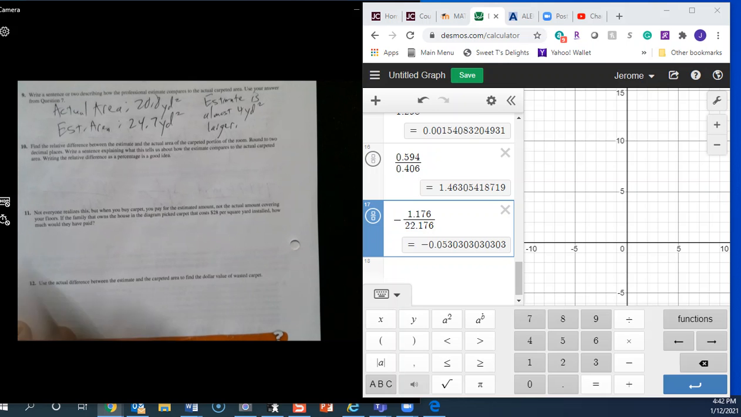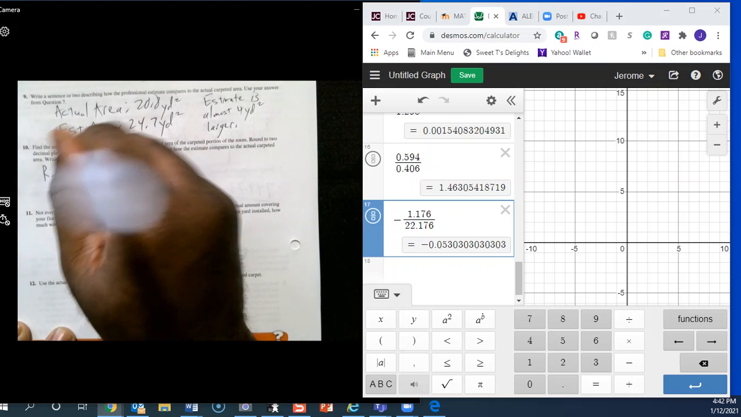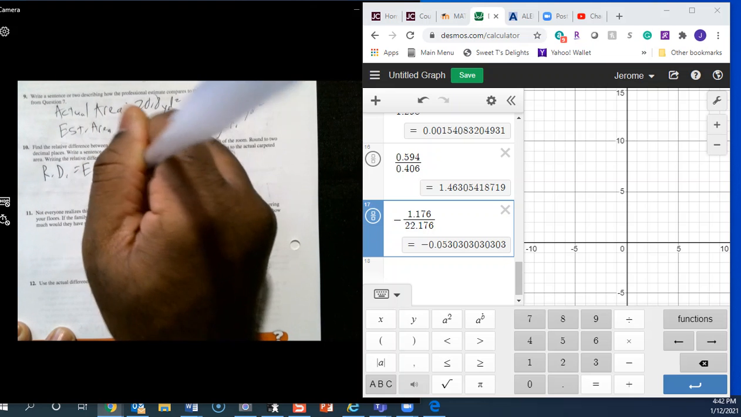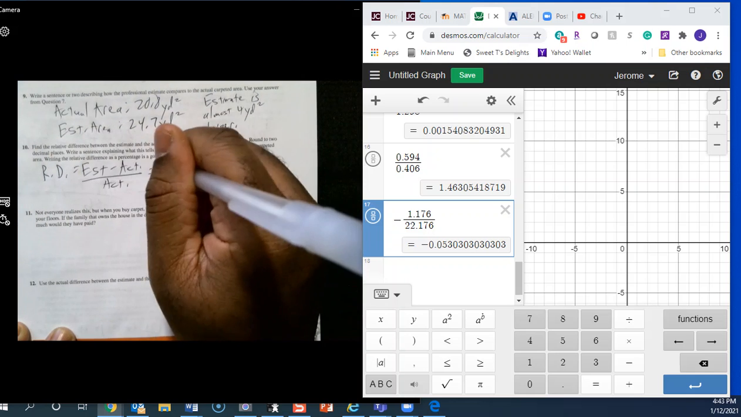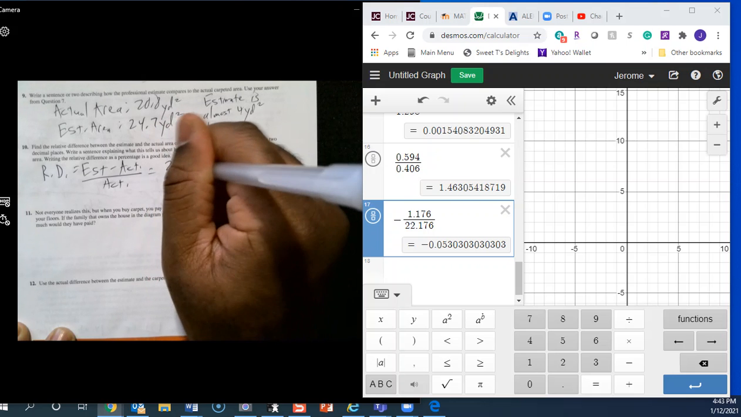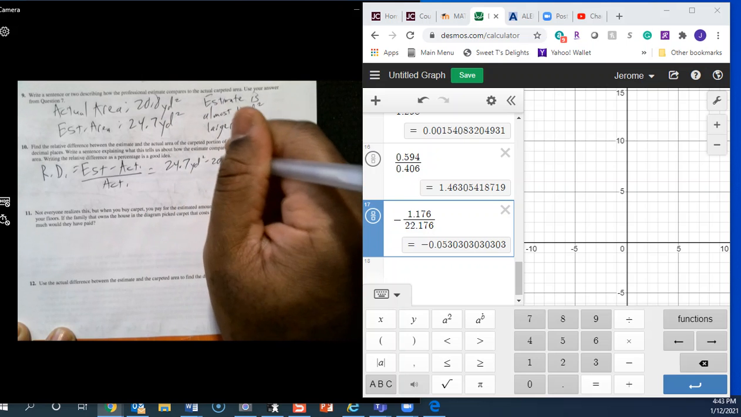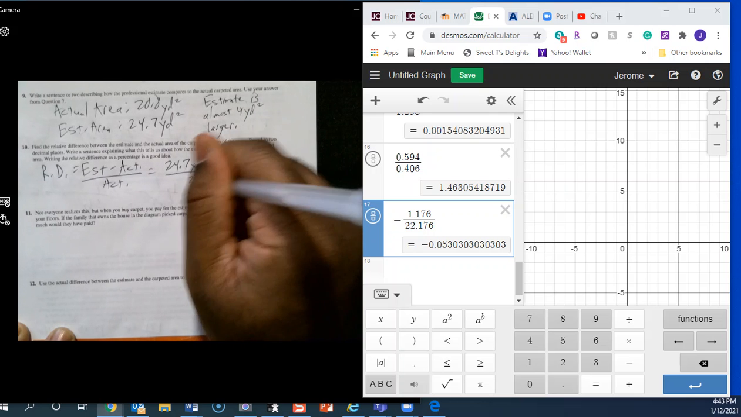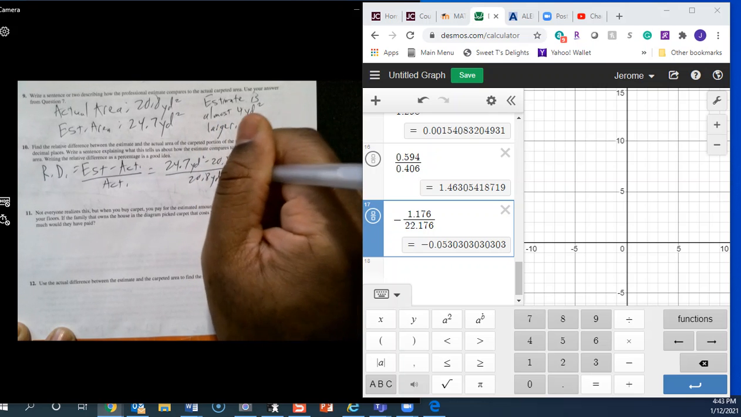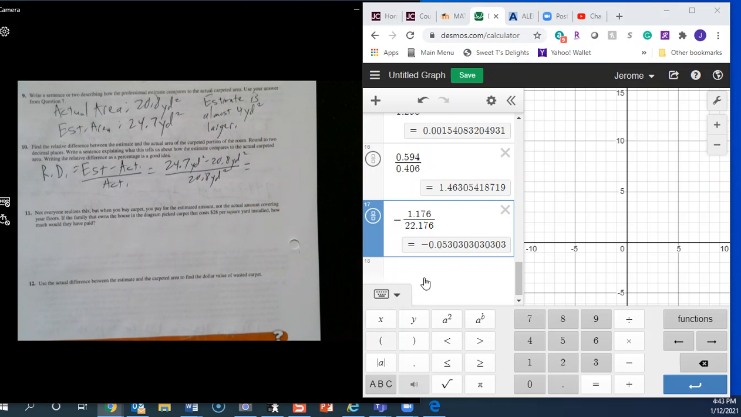Okay, so we have relative difference. We know the estimate minus the actual divided by the actual. So the estimate is 24.7 square yards. The actual is 20.8 square yards. And it's all divided by 20.8 square yards. Now we'll put that in our calculator.